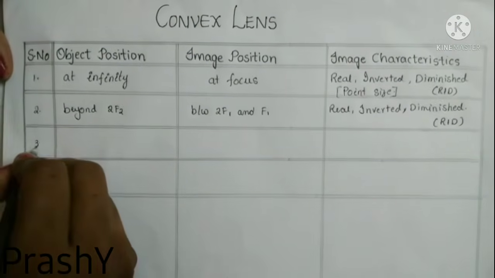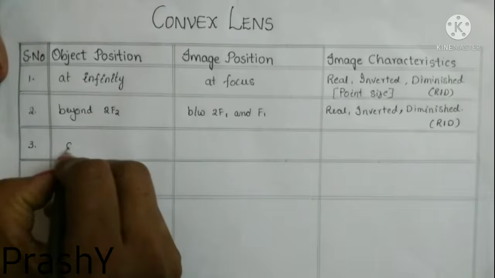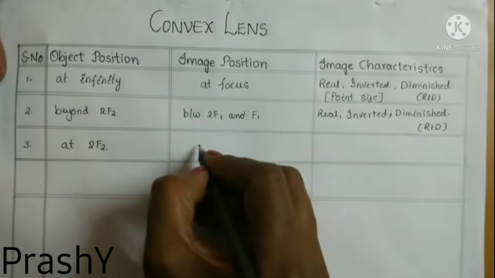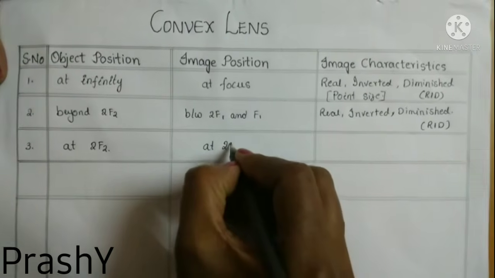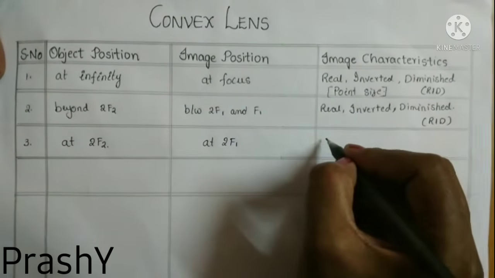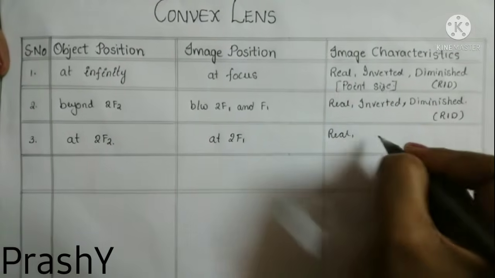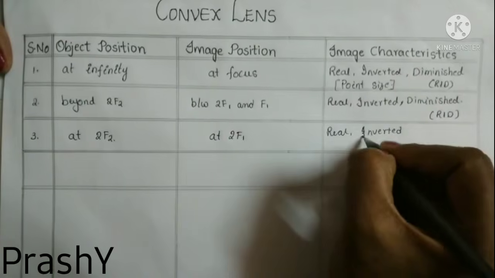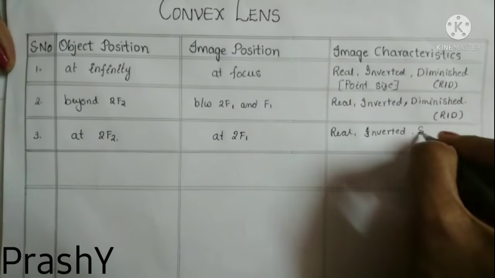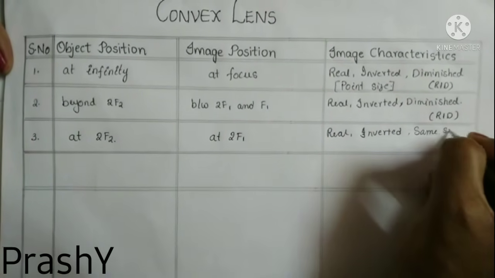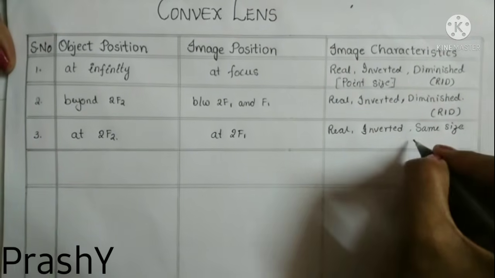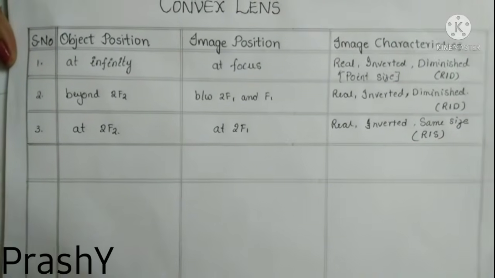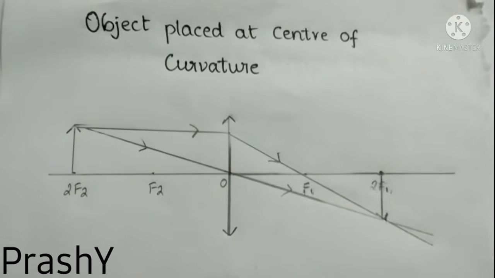So the third object position is object placed at 2F2. When the object is placed at 2F2, we got the image at 2F1. And here the image characteristics are real, inverted, and the same size as the object. Real, inverted, and same size. So in short I will write RIS: real, inverted, same size. That is for the object placed at the center of curvature.